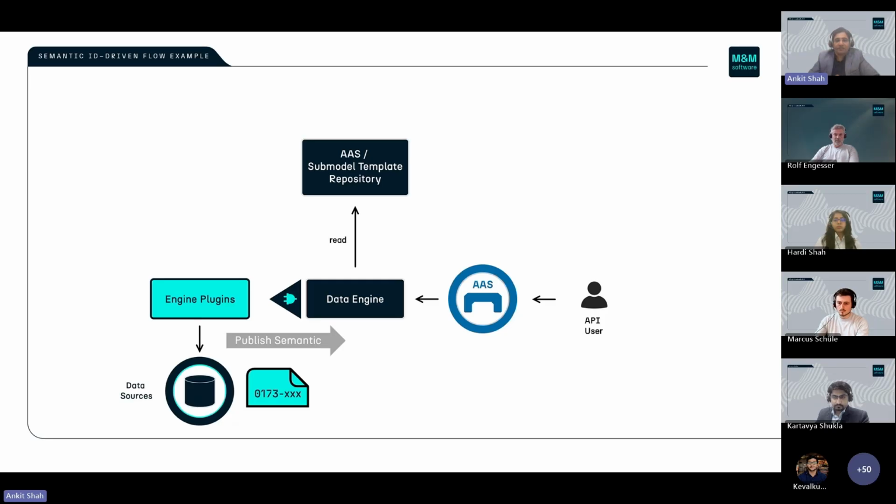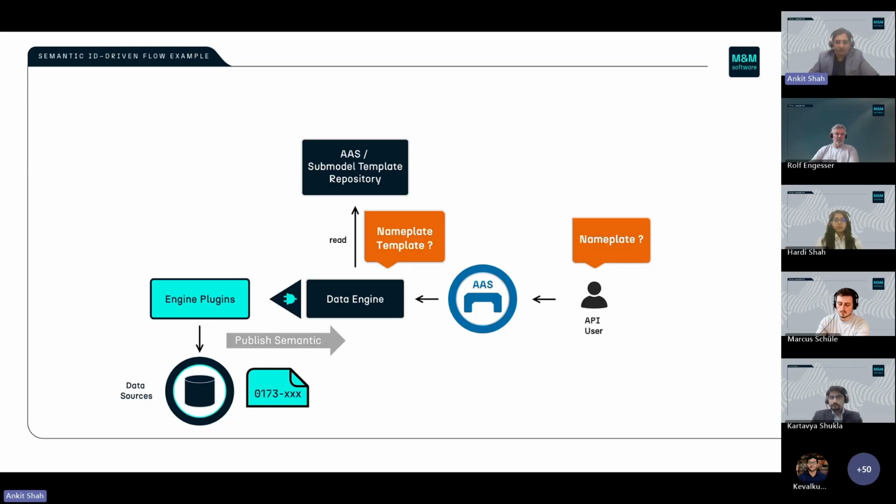So when the system starts, the data engine already knows where the plugin is and which endpoint it exposes. When the data engine starts, it asks the plugin which semantic IDs it supports, and then the data engine stores this information in its memory. Now, let's assume that a user or application requests a nameplate submodel.